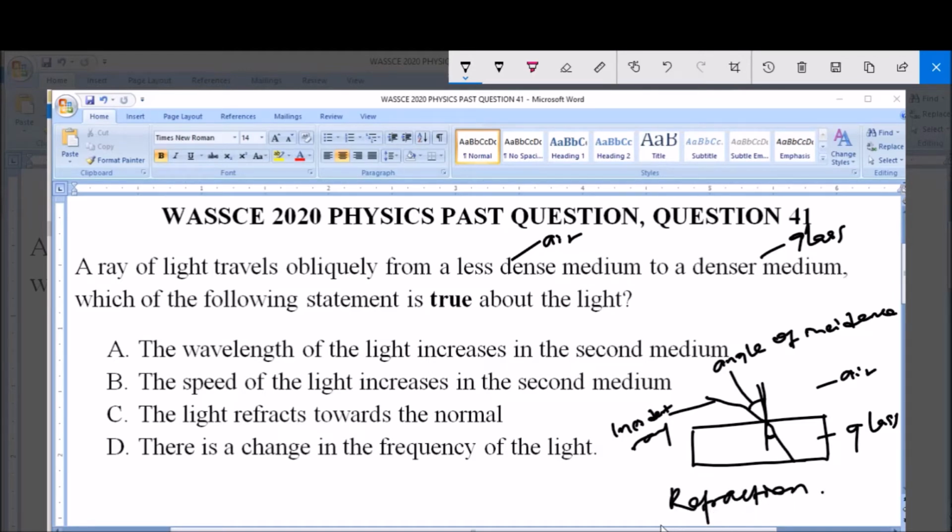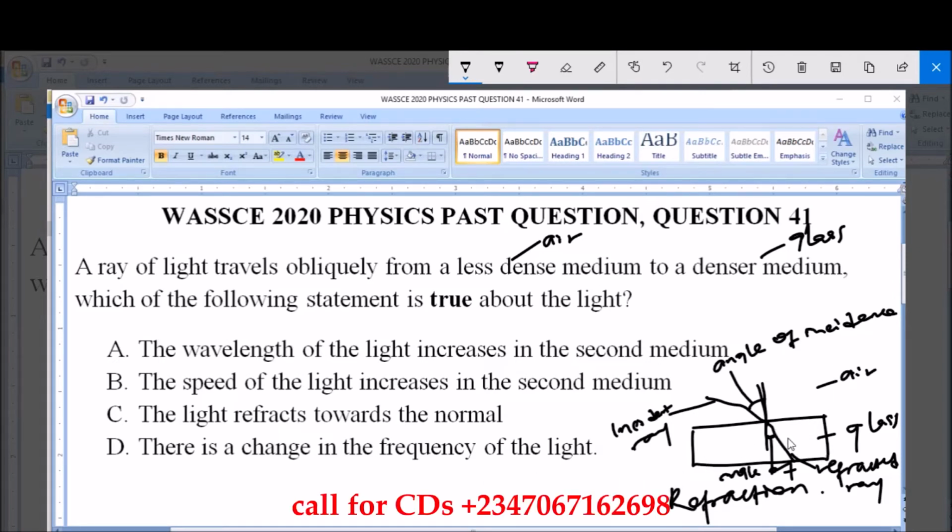Refraction occurs when light rays bend, that is, change direction as they pass through different media of different densities. Now it is said that this light ray has been refracted towards the normal, and we call this the refracted ray. And this angle, we call it the angle of refraction. Now if the ray of light was traveling from a denser medium, which is the glass, to a less dense medium, it would move far away from the normal. That is, the ray will move away from the normal.